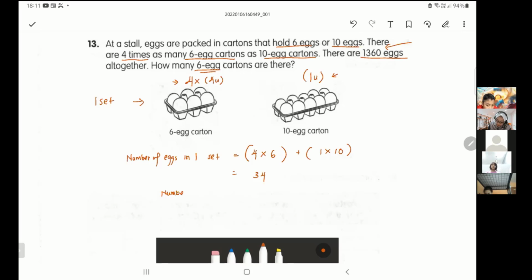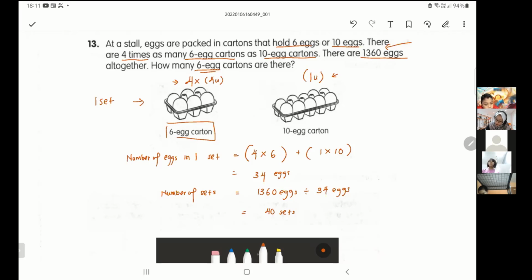Number of sets equals your total 1360 eggs divided by 34x. This is also x. You are going to get 40 sets. Okay, now I want to focus on my 6 carton egg only. It is 4 units, right?